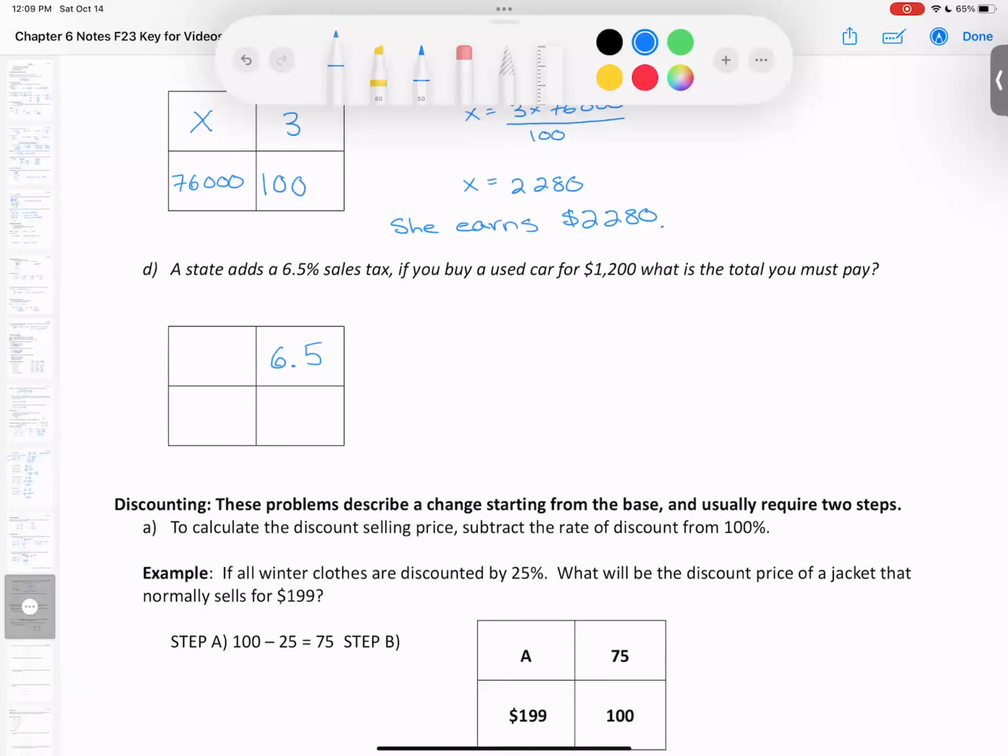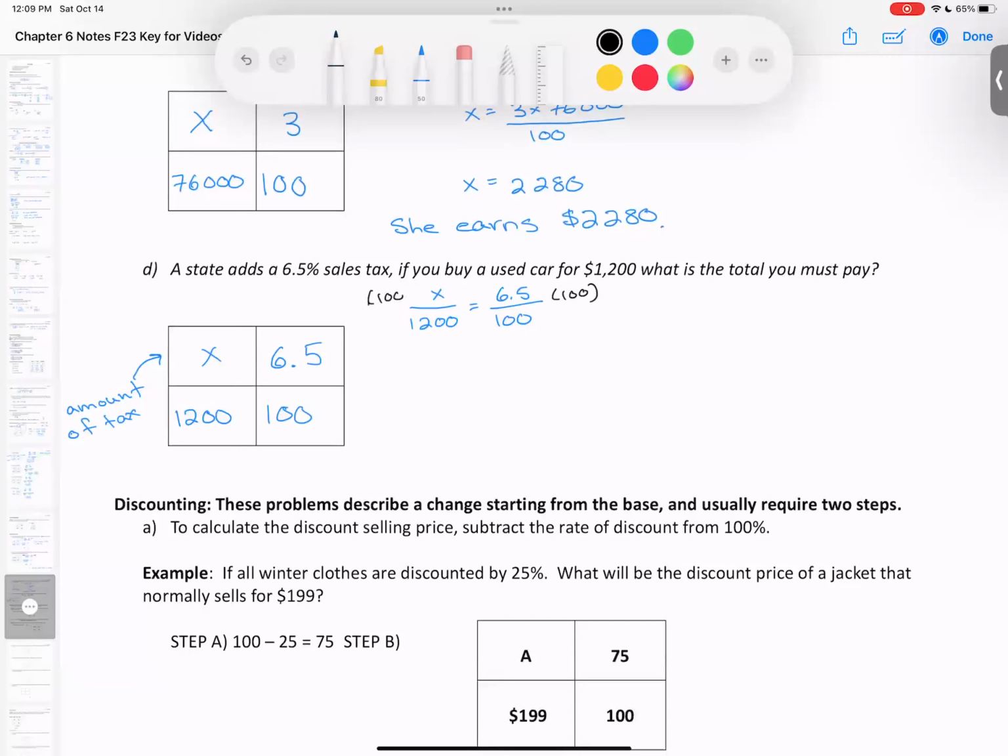So our 6.5 goes here. That's out of 100. We're buying a used car for $1,200. So let's make that our base. If that's our base, then this top number is going to be the amount of tax we pay. So this will be our X. So then we get X over 1,200 equals 6.5 over 100. We're going to multiply both sides by 100.